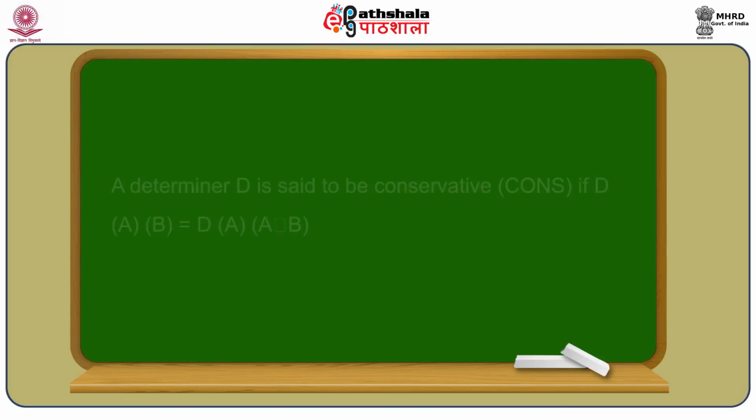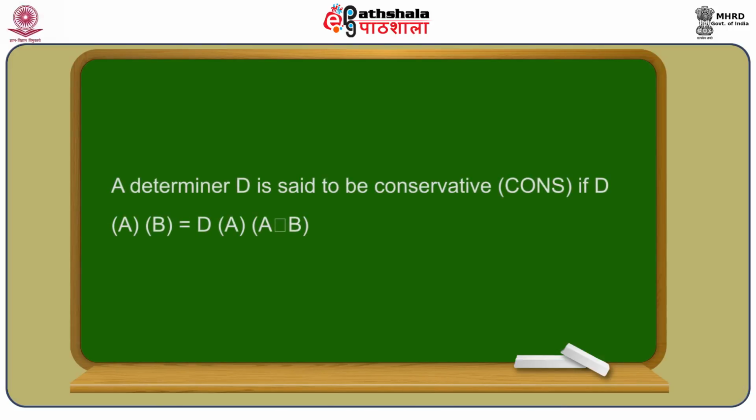Okay. So let's start looking at the first such universal. This is the constraint that we call conservativity. A determiner D is said to be conservative, is said to have the property CONS, if and only if D A's are B's is true if and only if D A's are A's that are also B's. Okay, that means D(A)(B) equals D(A)(A intersection B).